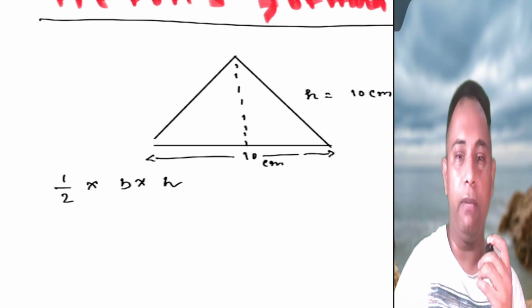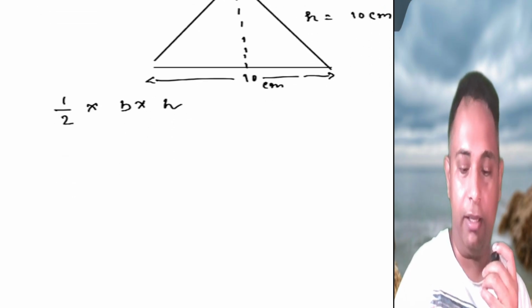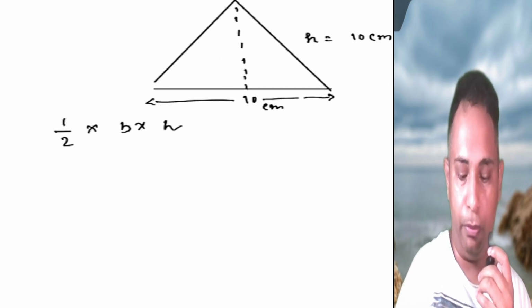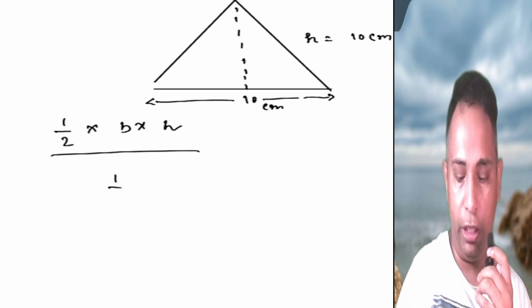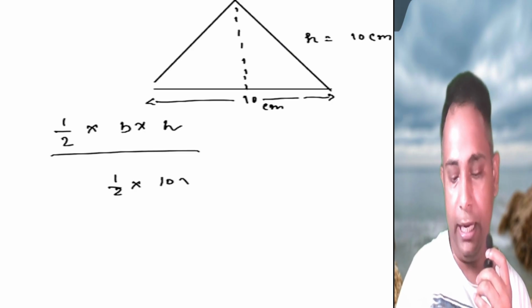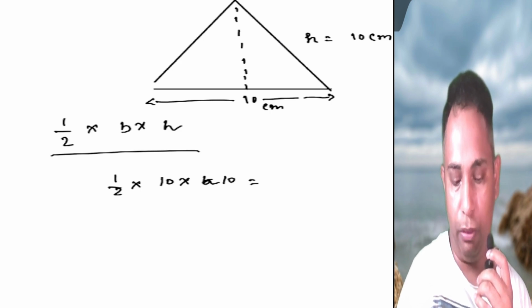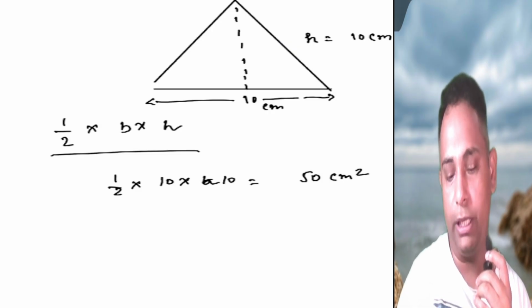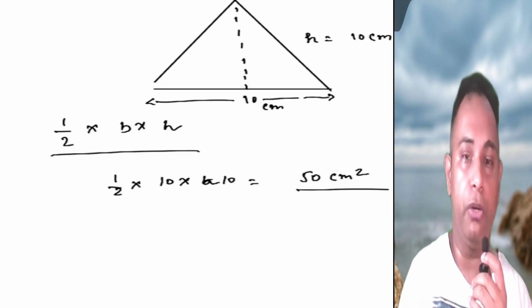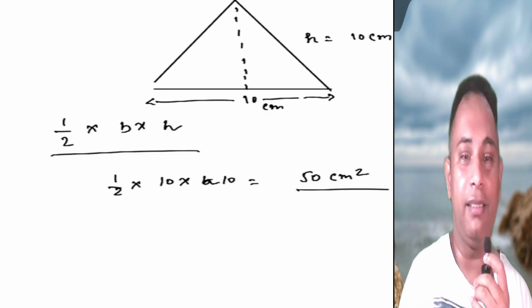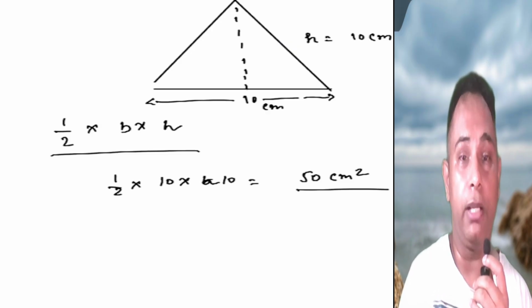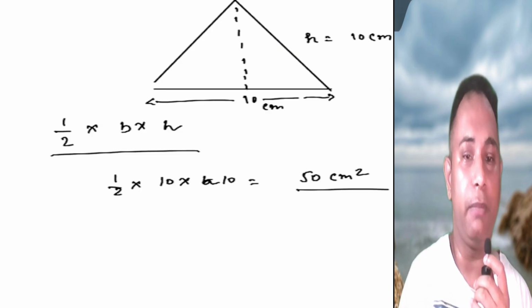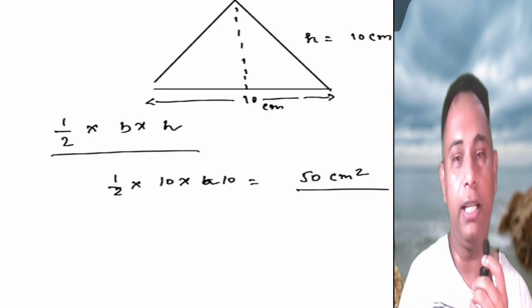So what we have learned in the previous classes is that if we apply the formula 1 by 2 into b into h, then we will get the area of a triangle. So you can say 10 times 10, 100, divided by 2, 50 centimeter square. Area will always be written in centimeter square, because the area unit is a square unit. If it is meter, it is meter square. If it is kilometer, it is kilometer square.